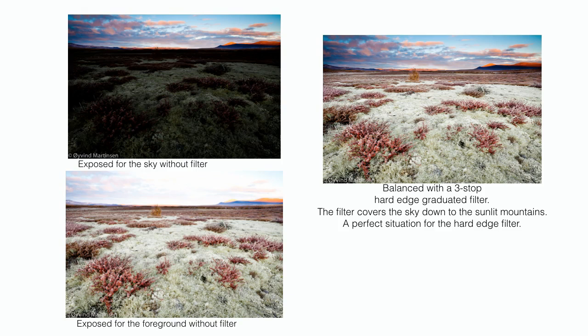Here is another illustration about the use. The upper left image is without the filter and exposed for the sky, and you see the foreground go dark. The picture down to the left is also without filter and it is exposed for the foreground, and the sky is too bright. In the image to the right, the foreground and the sky is balanced with the use of a 3-stop hard edge graduated neutral density filter.